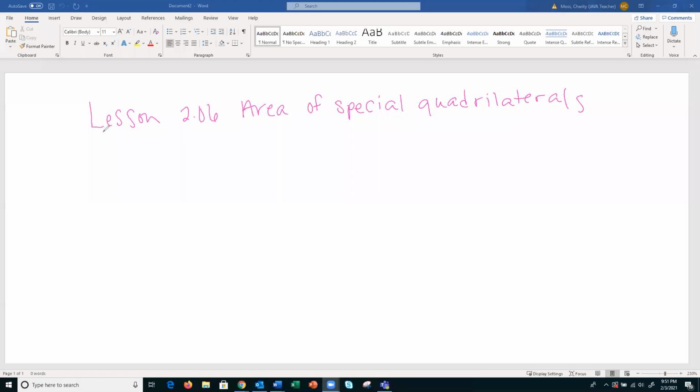All right, here we go again. Lesson 2.06, area of special quadrilaterals. All right, so we're going to talk about just a couple of the special quadrilaterals we talked about in 2.04, the trapezoid, the parallelogram, and then we're going to cover some of those concepts about the rectangle again.